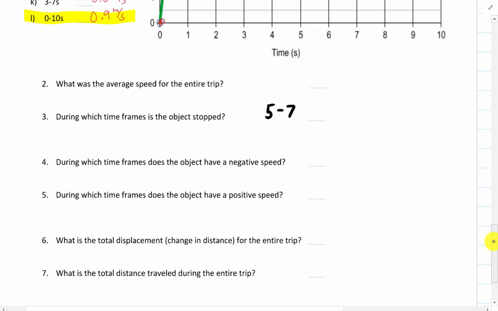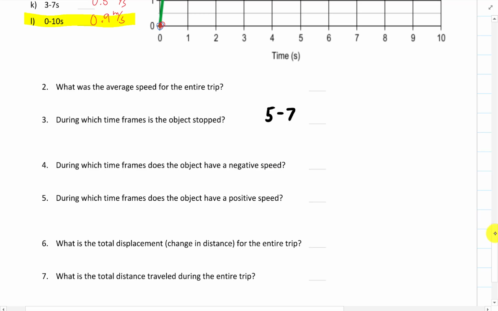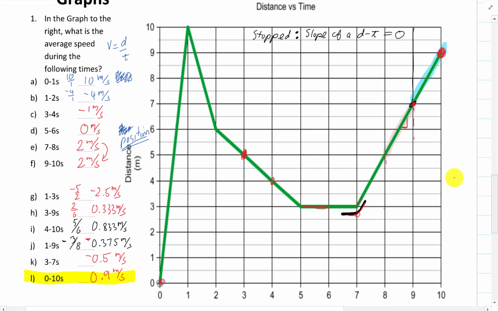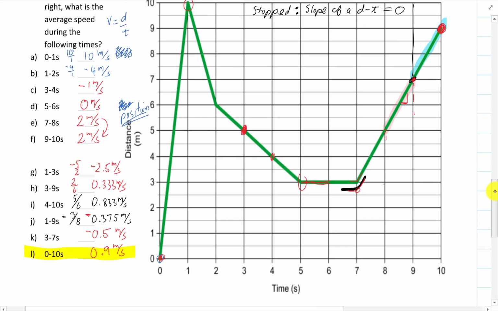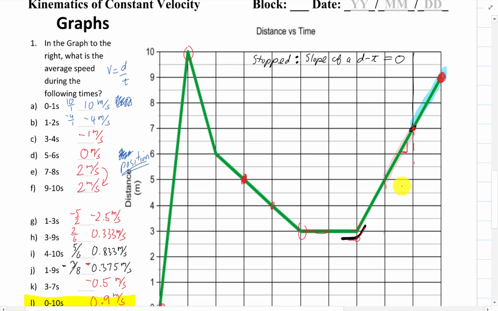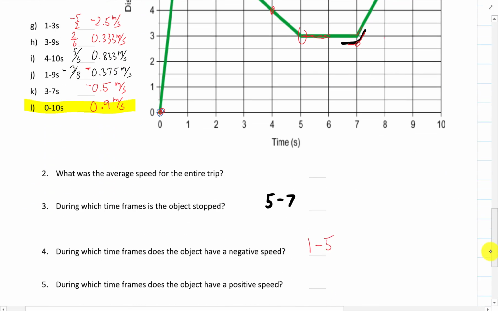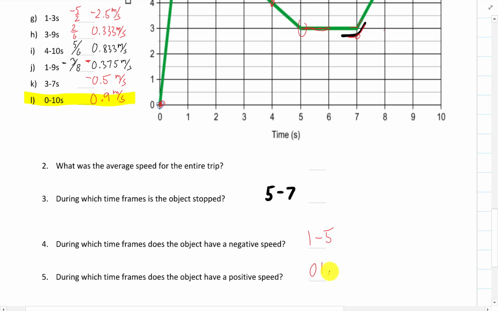During which time frames does the object have a negative speed? A negative speed would be from 1 to 5. Which time frames does it have a positive speed? It would be 0 to 1 and 7 to 10.